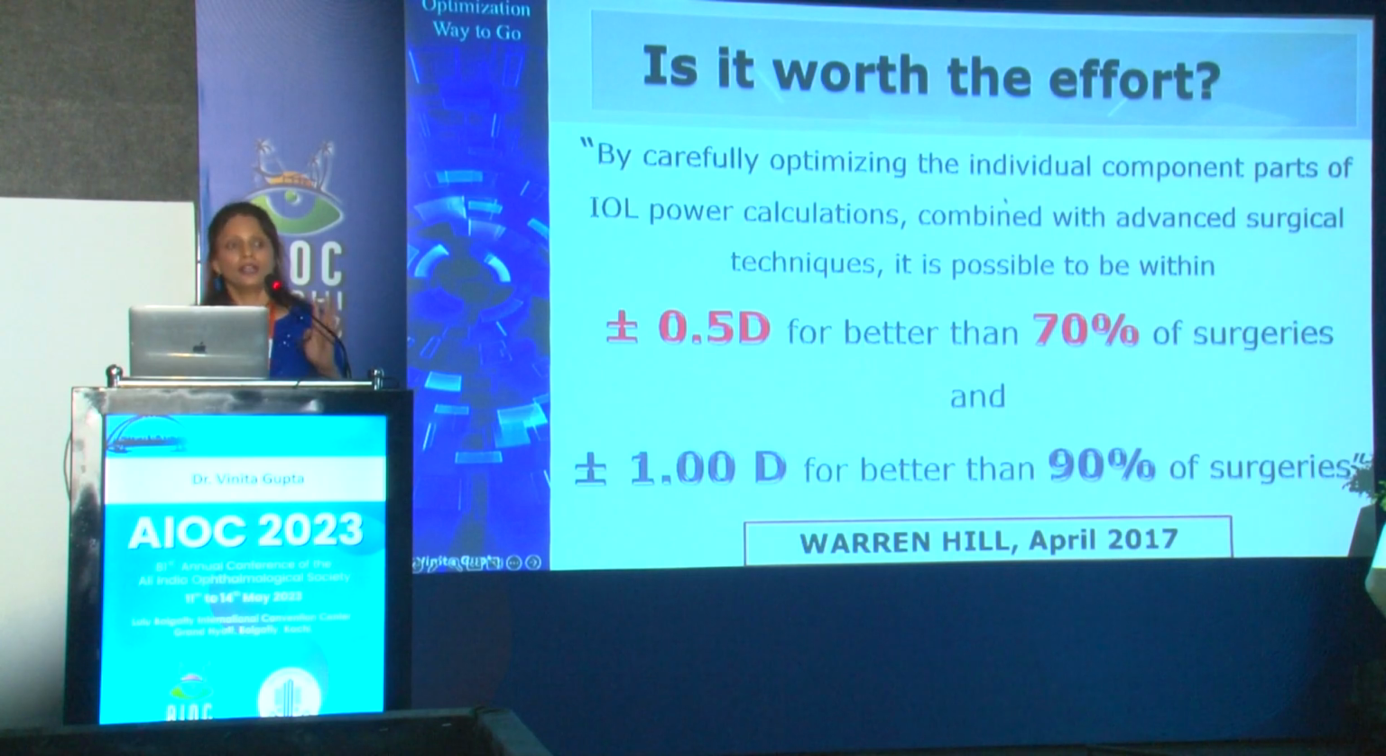Now, just to summarize, on optimization, everybody would think, is it worth so much effort? Yes, I would say it's worth the effort. Just optimizing your A constants, as Warren Hill said, you can come within 0.5 diopters in 70% of your cases, and within 1 diopter in 90% of cases.